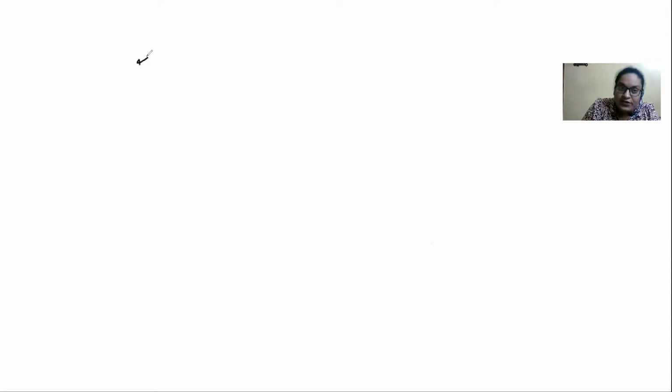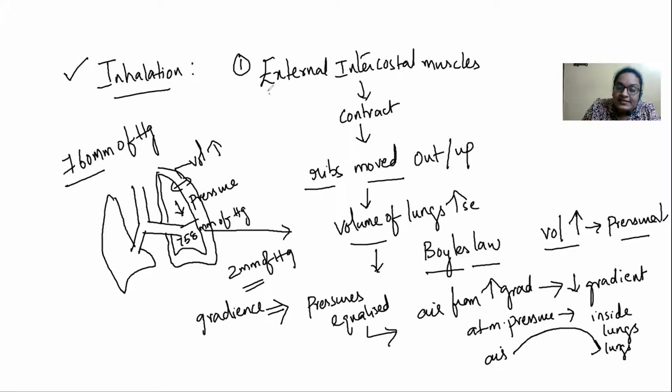So the next one that we are going to see is the exhalation. See children, inhalation involves an active muscle contraction. Okay, who is contracting now? Who all have contracted in the inhalation? External intercostal muscles have contracted. Along with that, we can even see that the diaphragm is also going to contract.